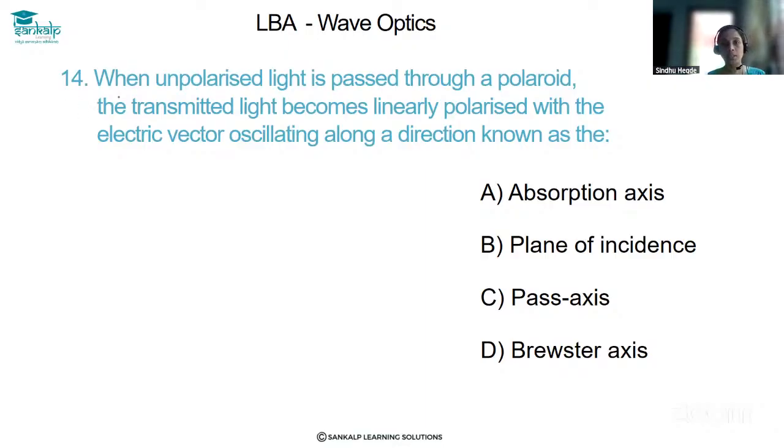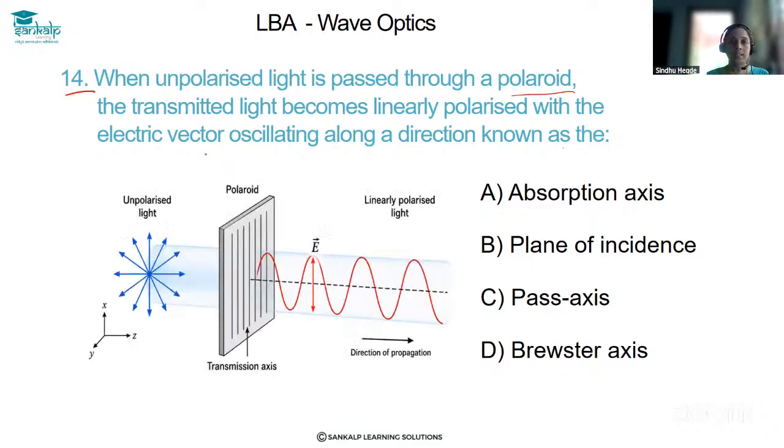Let us see question number 14. When unpolarized light is passed through a Polaroid, the transmitted light becomes linearly polarized with the electric vector oscillating along a direction known as option A, absorption axis, option B, plane of incidence, option C, pass axis, and option D, Brewster axis. Look at this image. This is our unpolarized light. This unpolarized light is going to pass through this Polaroid.